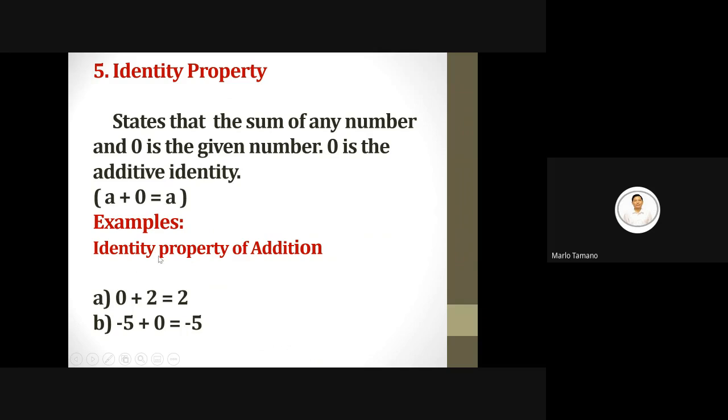Under this identity property of addition, we have 0 plus 2 is equal to 2. Negative 5 plus 0 is equal to negative 5. In addition to this, we have negative 100 plus 0 is negative 100. Baliktarin natin, 0 plus negative 100 is equal to negative 100. Okay po? Then I know you can give your own example.